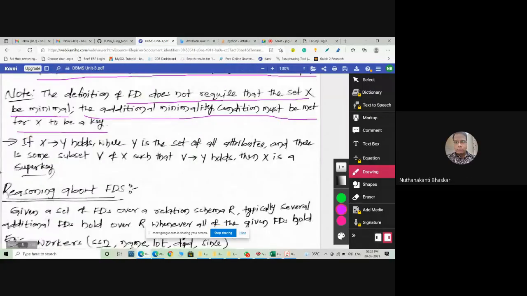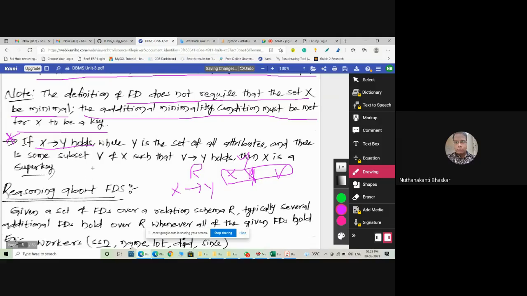Now, one more important point you should remember here. If X determines Y, means Y is depending on X, where Y is the set of all attributes, in a relation that contains so many attributes. Y is nothing but all the attributes; it represents all the attributes.